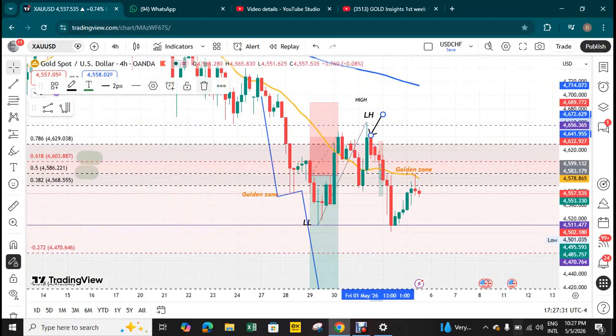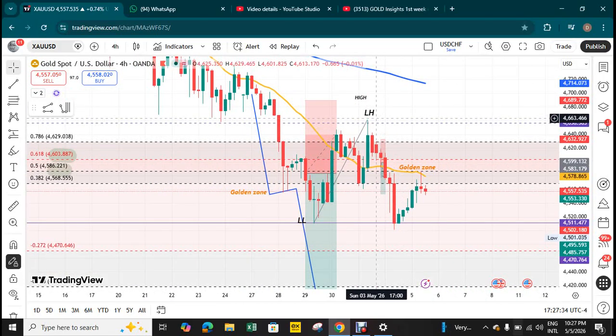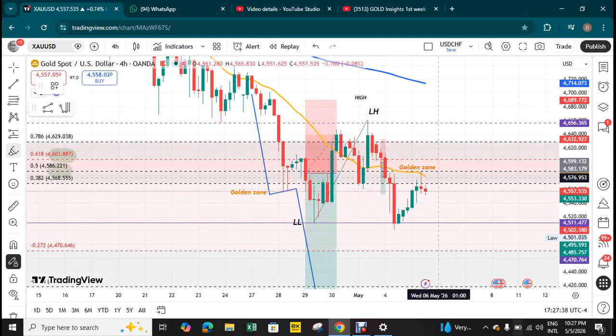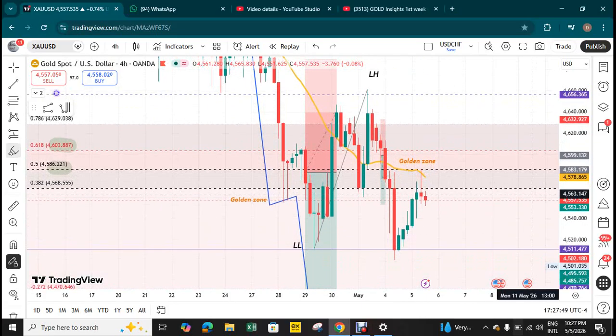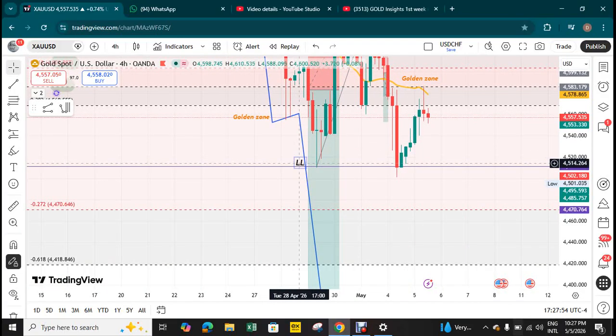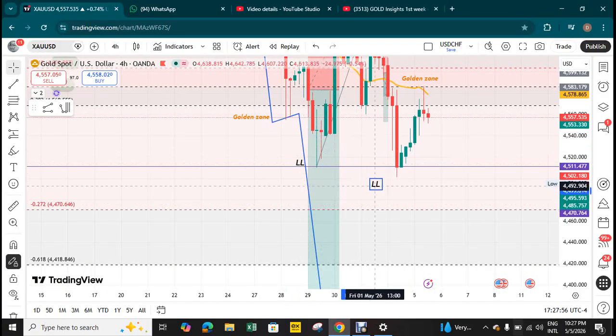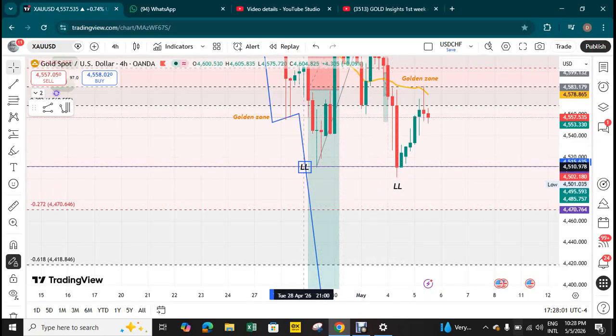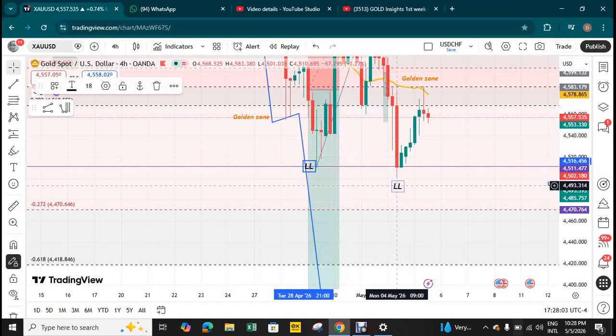Now we have a lower high here, right? I have a lower low here, and we saw price move towards the downside, which was a very good move. Now if you look clearly, we have another lower high here, and price has printed candles towards the downside, and clearly we have a lower low here now. You can see this red candle broke this one here, so we have a new lower low on the downside.